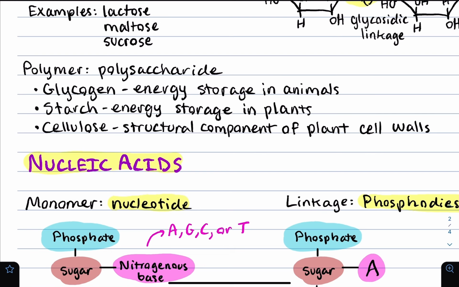So these polymers, they're all made of glucose, but they have little structural differences that make them different. But if you memorize what they do and whether they're in plants and animals, that should be enough.